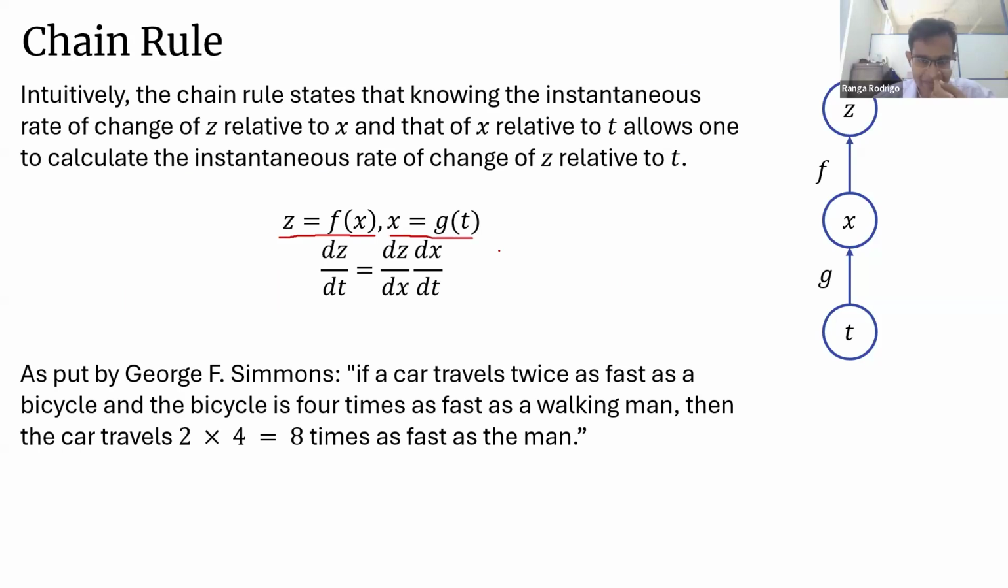I'll show you an example later. So it is like that. From x you can go to z, but you cannot directly go from t to z. This is not possible. You have to go through x. When I show you an example, you'll understand it very easily. So when this happens, the equation is this one: dz by dt is equal to dz by dx times dx by dt.